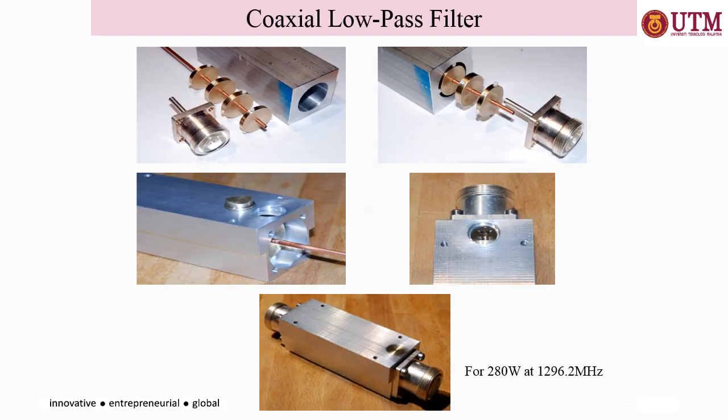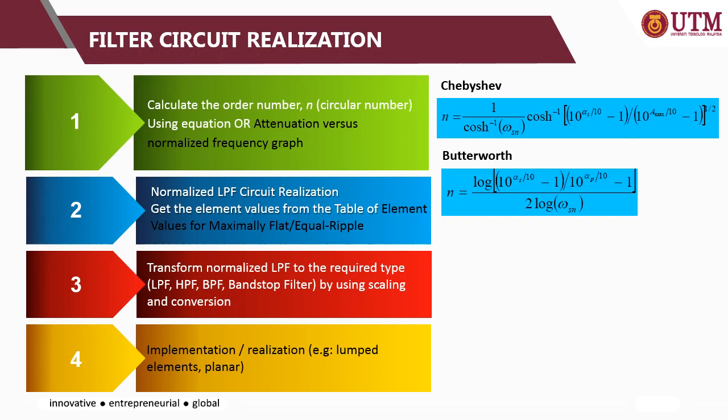Lastly, this is the coaxial low pass filter. That works at 1296 megahertz. You may find more examples of filter design, low pass, high pass, band pass, and band stop filters, from other references. Okay, next, let's look at the filter circuit realization.